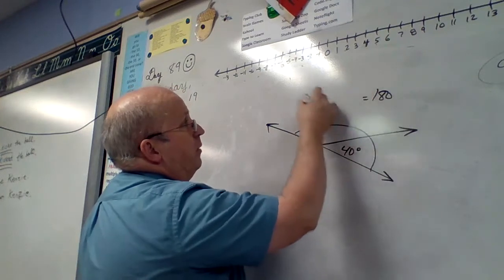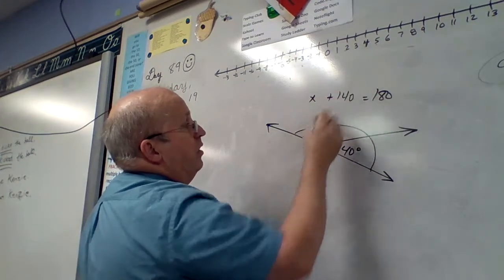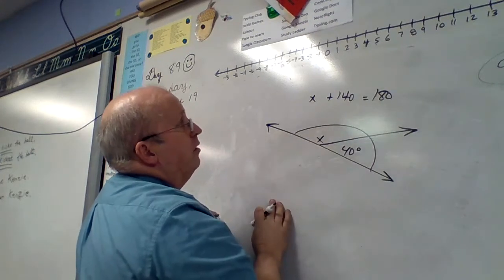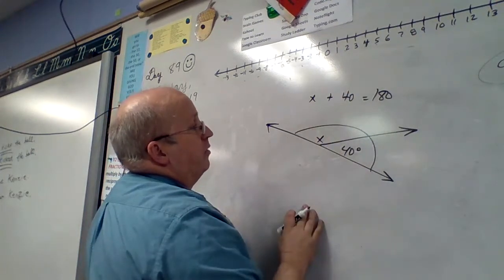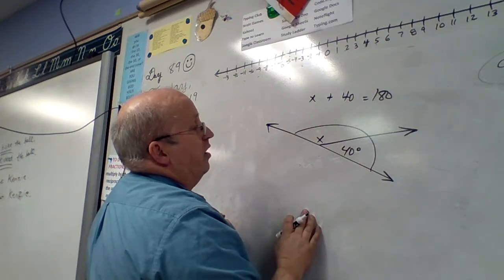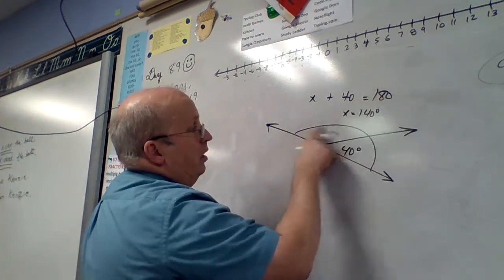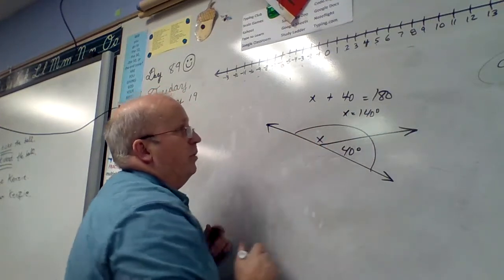So I would think to myself, x plus 40, and I would ask myself, what does x have to be? X has to be 140 degrees. And it's a pretty big angle, isn't it? It has to be 140.